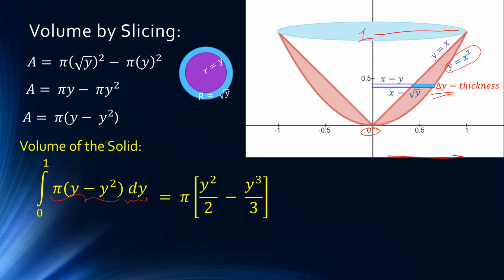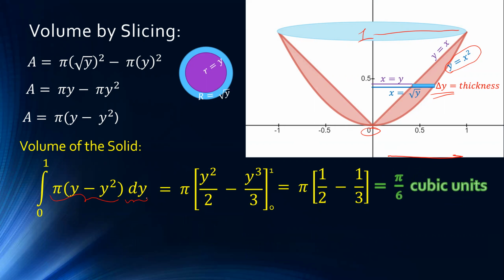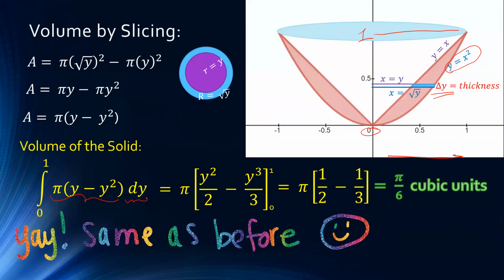And so doing some integration, evaluate that from 0 to 1, plug in the 1, I have that, and the final answer would be pi over 6, and that's the same answer as before. So again, same problem, two different ways. Which one do you like better?